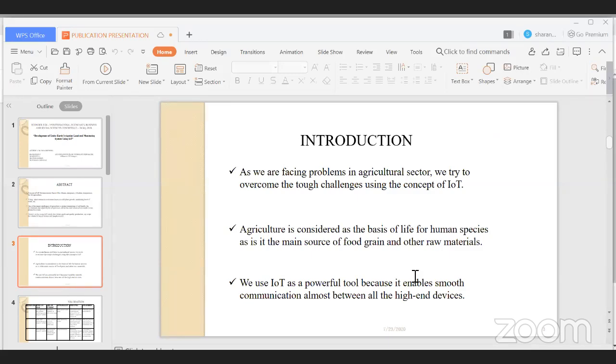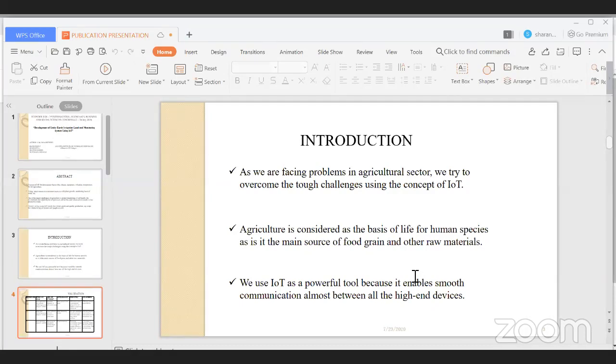As we are facing problems in the agriculture sector, we try to change it using the concept of IoT and remote control. Agriculture is considered the life of the human species, for food grains and raw materials. Monitoring the environmental factors of crop yield is not enough to control the grains. The solution is to improve IoT, a collection of devices working together to perform tasks efficiently. We use IoT as a powerful tool because it enables smooth communication between all the high-end devices.